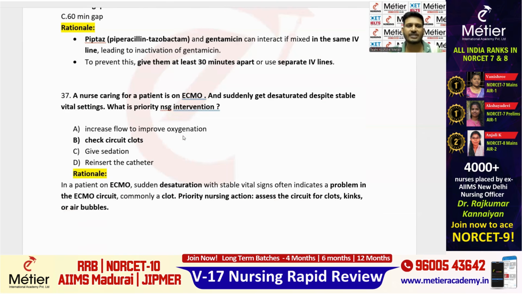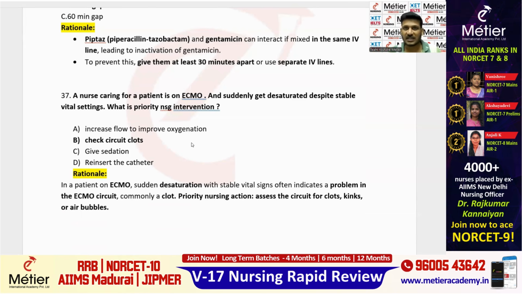Next one, question number 37. A nurse is caring for a patient on ECMO, extracorporeal membrane oxygenation, and suddenly there is desaturation, but the vitals are stable. Two key points: the patient is on ECMO, and desaturation is taking place. First key point, but the vitals are stable. In this scenario, immediately you have to think about what?